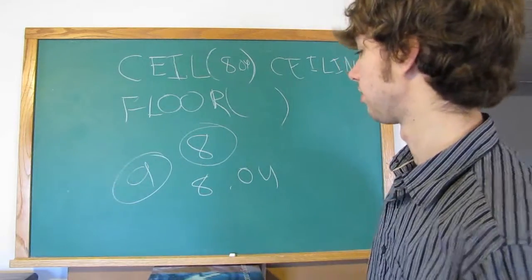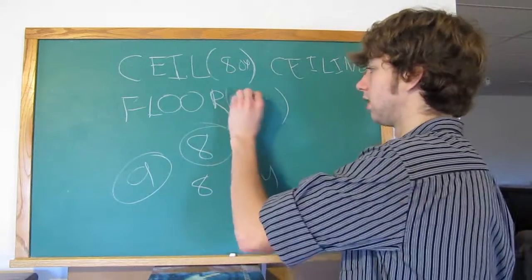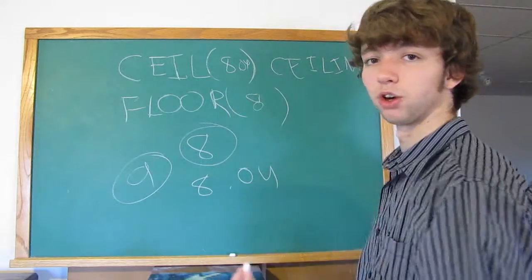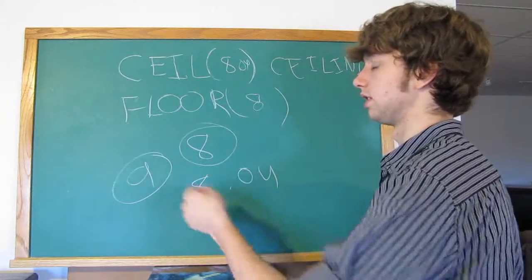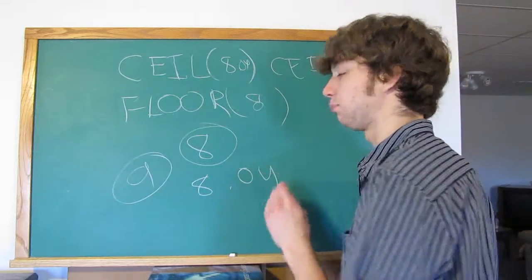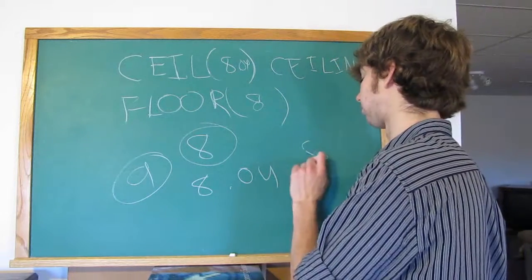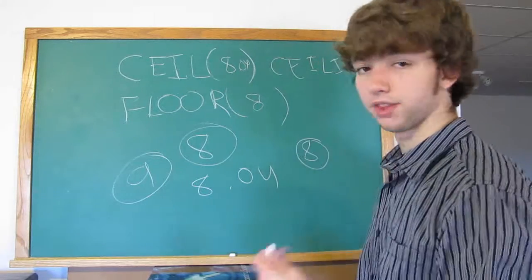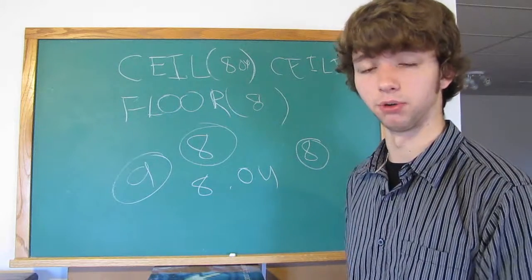Now for FLOOR, if we gave it 8 right here, the result would be 8 because it's lowering it to itself, because it's already an integer. But if we give it 8.04, it would give us 8. This is different than rounding, which I'll be going over next.